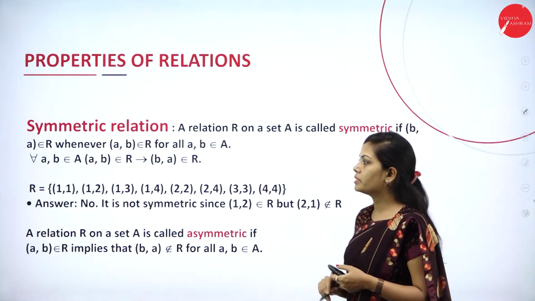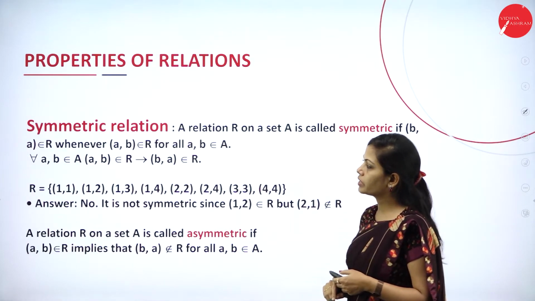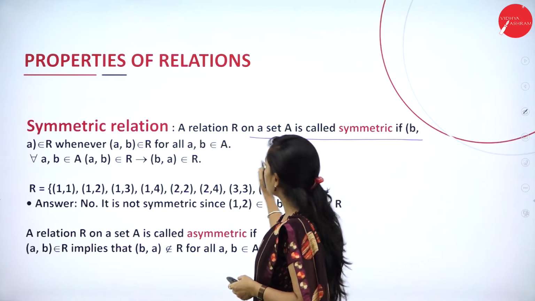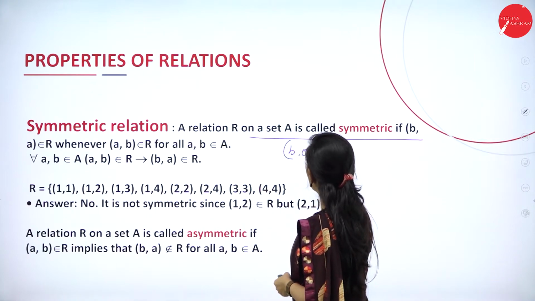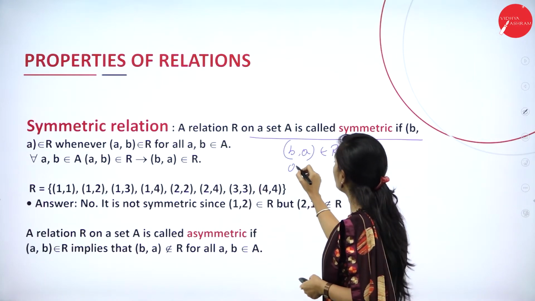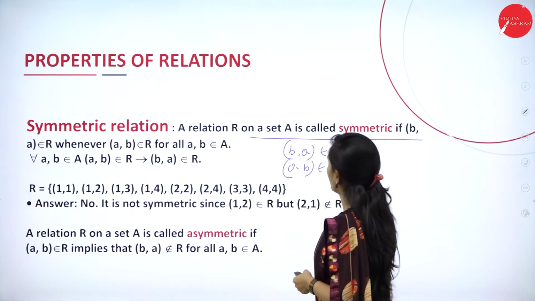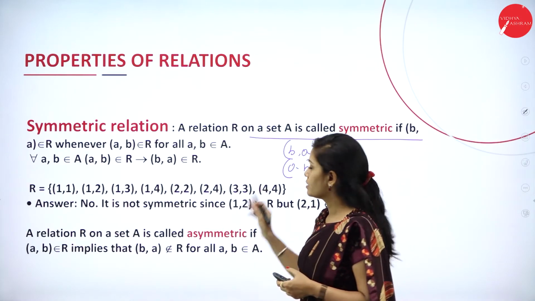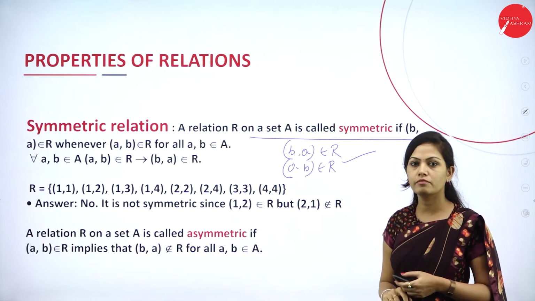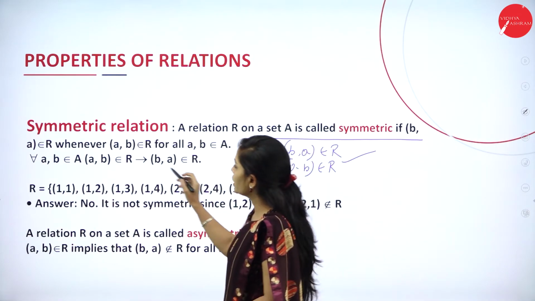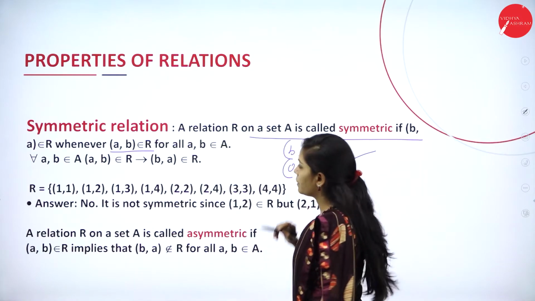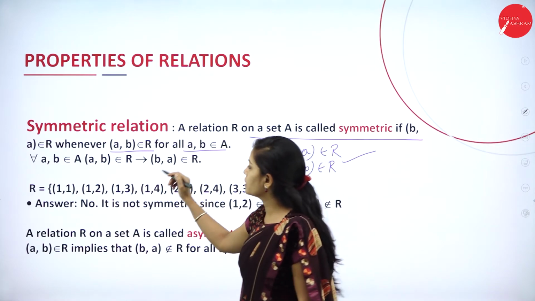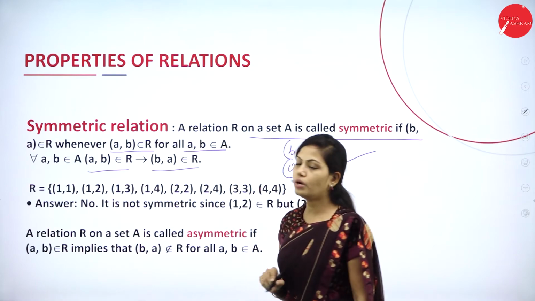And next, the symmetric relation. What is symmetric? A relation R on a set A is called symmetric if (b,a) belongs to R and (a,b) also belongs to R. If (b,a) belongs to R, why not (a,b) belongs to R? If it satisfies this condition, we can call it a symmetric relation. So (a,b) belongs to R and (b,a) belongs to R, for all a, b belonging to A.